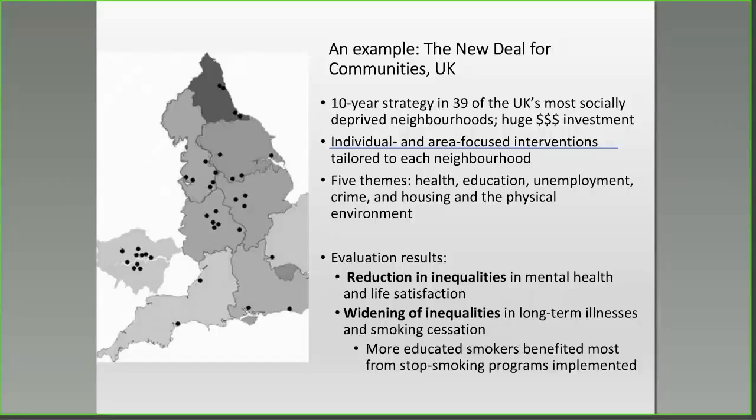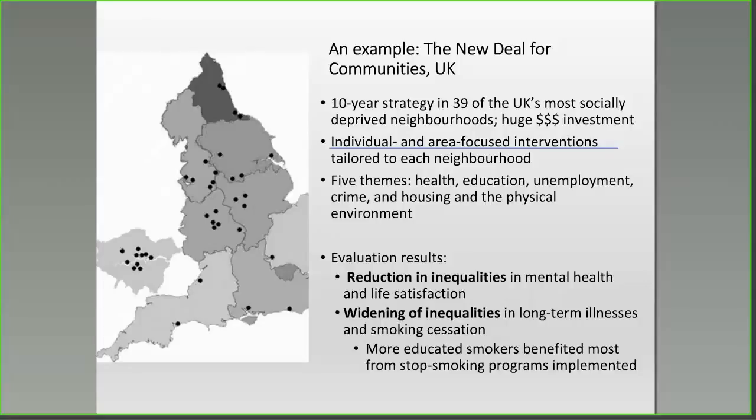So I'll just present a more concrete example of an intervention that was inspired by the broader definition of settings. This is the New Deal for Communities Urban Regeneration Program, which took place in the UK. It was a very large, very expensive 10-year strategic plan to transform 39 of the most deprived neighborhoods in the UK. And the ultimate goal of this intervention was to bridge the gap between some of the most deprived neighborhoods in the UK and the rest of the country in 5 outcome domains. So not only were they targeting health, they were also targeting unemployment, education, crime, housing, and the physical environment.